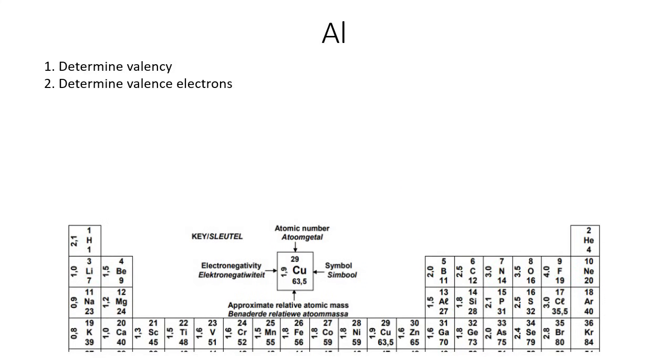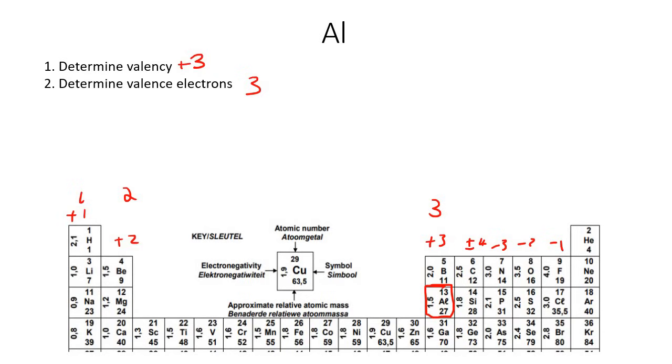Our last example will be aluminium. So aluminium is over here. Now, to work out valency, you can just remember these numbers: minus 3, minus 2, minus 1. So that's going to be 3 for this one. You could say plus 3. And then for the valence electrons, well, it's in group 3. So that's also going to be a 3.